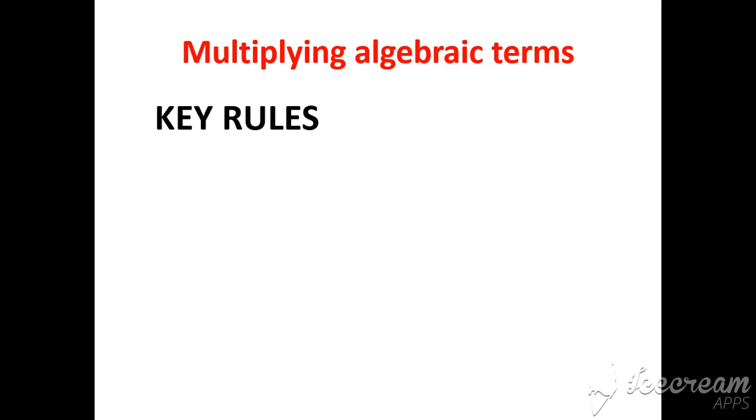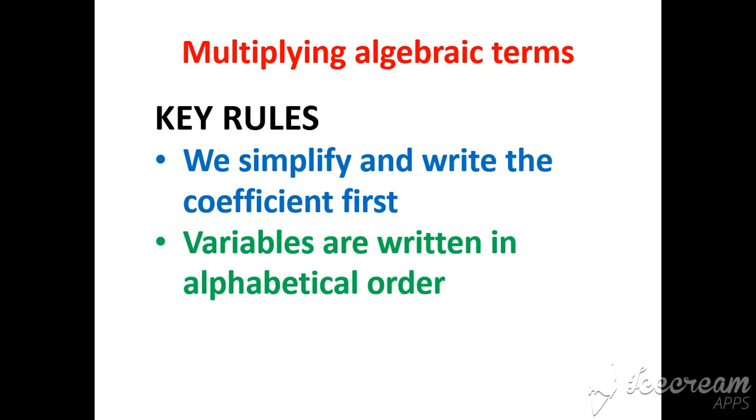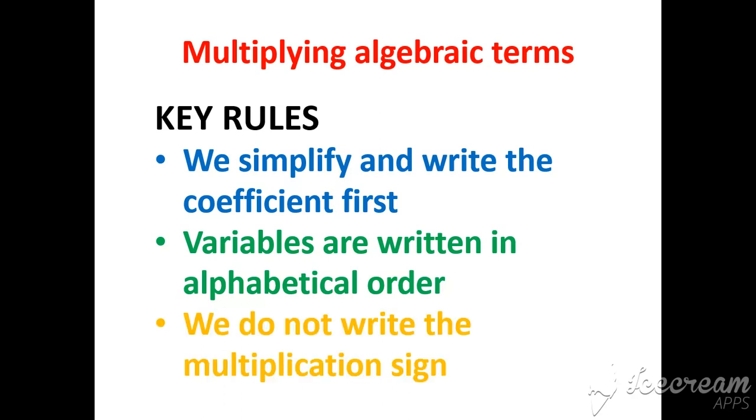Right, here are the key rules about multiplying algebraic terms. First of all, we simplify and write the coefficient first. So the number at the front is dealt with first. Any letters or variables are written in alphabetical order, A, B, C, D, and so on. And remember the key thing in algebra, we do not write a multiplication sign. It's one of the things we don't do in algebra. We kind of think like we're lazy. We don't do a times or multiplying sign.